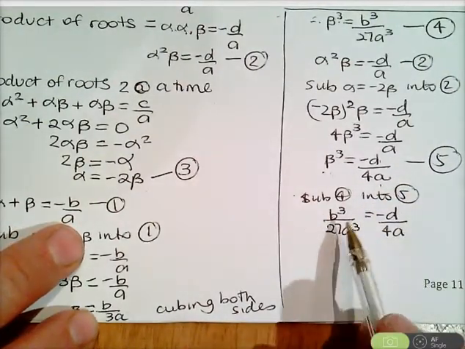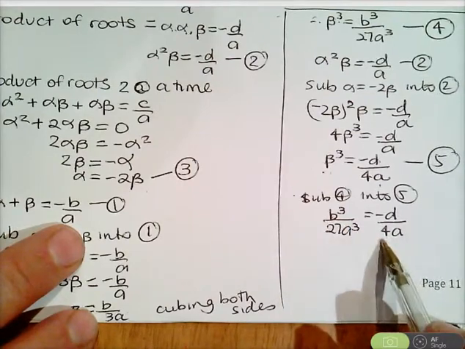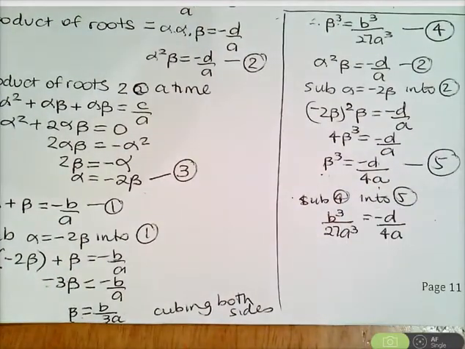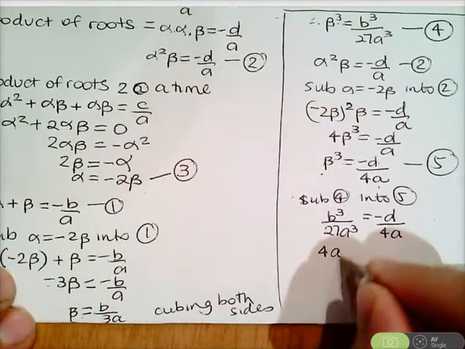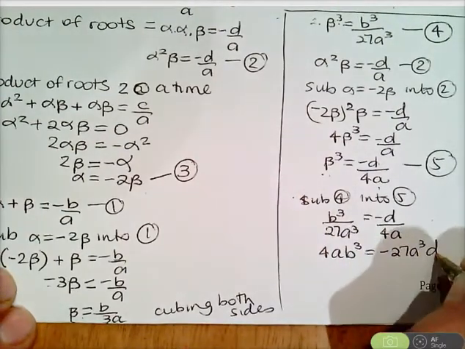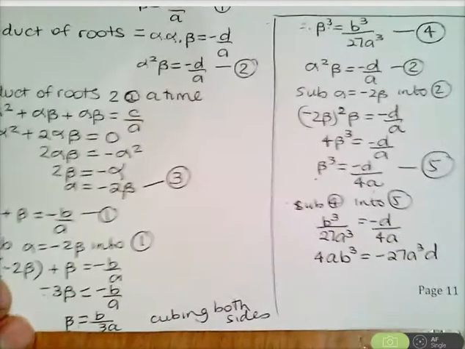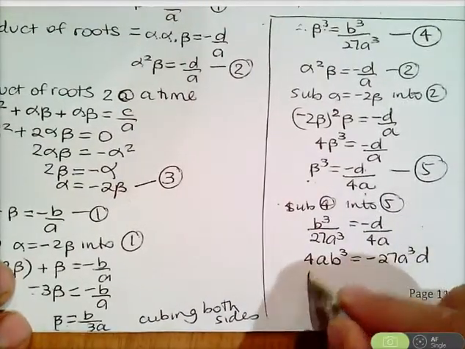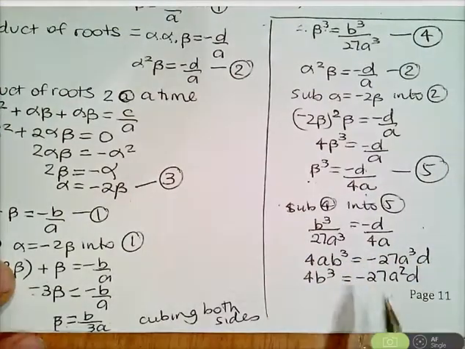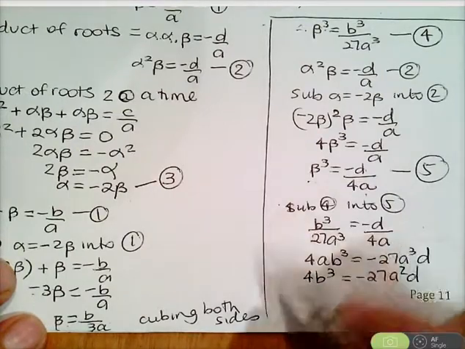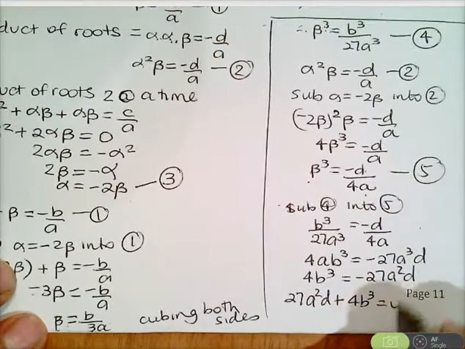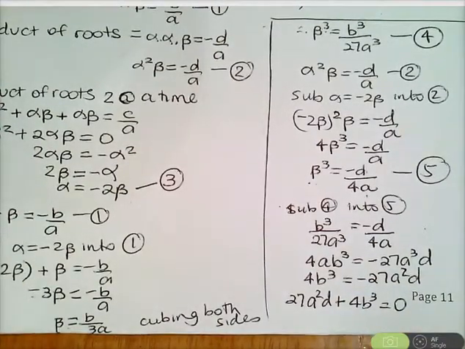Now let's just cross multiply. So we would get 4ab cubed equals minus 27a cubed d. And if we just divide through by a, we get 4b cubed equals negative 27a squared d. And if we take everything over to the left, we get that 27a squared d plus 4b cubed equals 0. And that's the end of that example.